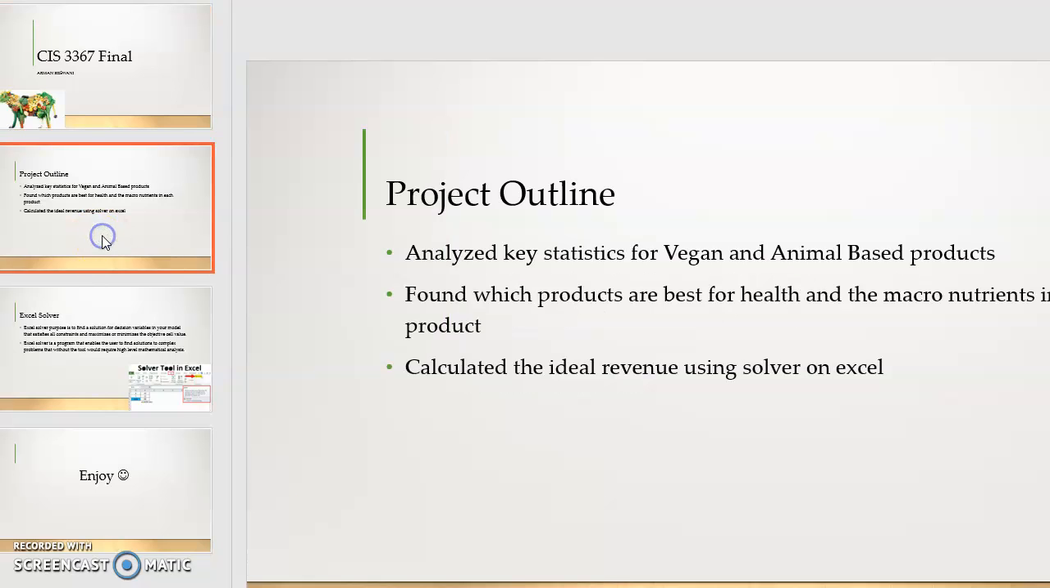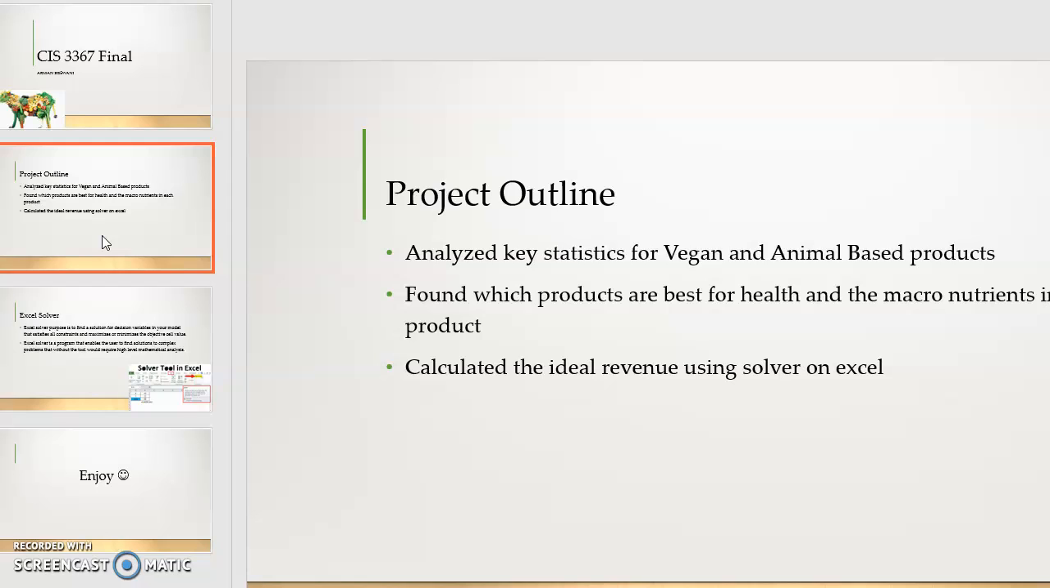So, today we are going to analyze the key statistics for both vegan and animal-based products. We will find which products are best for your health and calculate the different macronutrients in each of these products. Today I use Solver to find the ideal revenue in Excel.